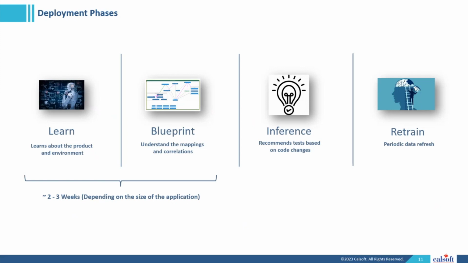Once the learning phase is complete, CalTIA will create the blueprint of your application and the test cases. So it will essentially create the mappings and correlations between the tests and functions and components and all sorts of things. Once learning and blueprinting phases are complete, which we expect to last for 2 to 3 weeks, depending on the size of an application, the inferencing will start, where CalTIA will actually start giving recommendations about the changes that it is analyzing for the application.